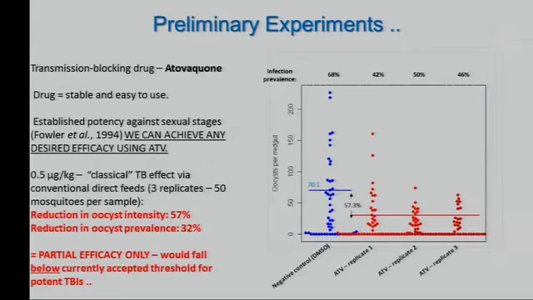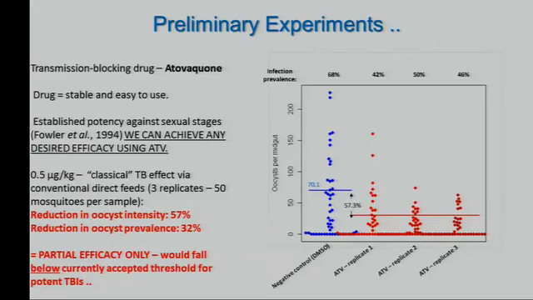So to get this model working in the first place, we've done quite a lot of preliminary experiments, as you'd imagine. And to get this assay model off the ground, we've initially mainly used a transmission-blocking drug. The drug we use is atovaquone. We've used it because it's ridiculously stable and very, very easy to use. You get very robust and reproducible results. And crucially, we can achieve any desired efficacy we want using atovaquone very quickly, very cheaply, and very easily.